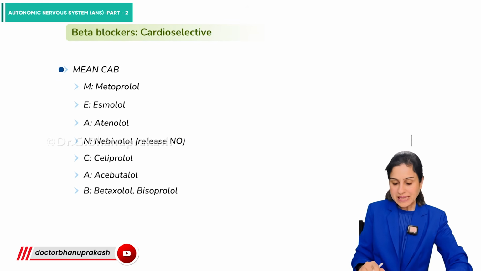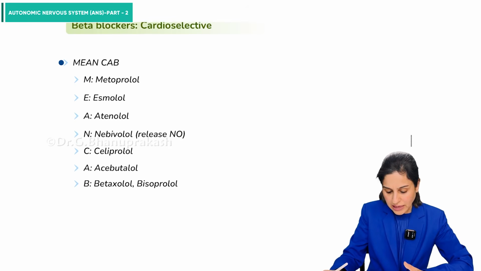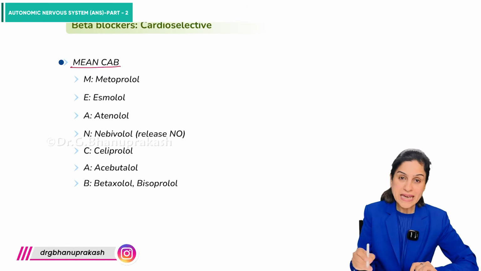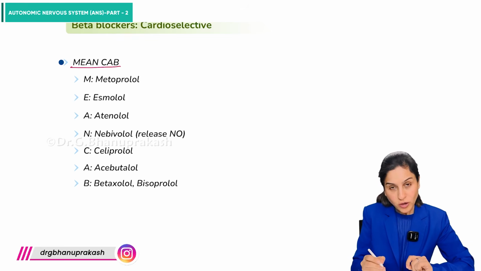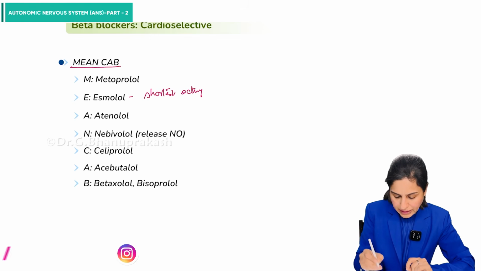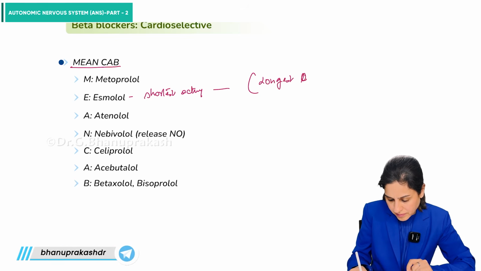Coming to the beta blockers, very important are the cardioselective ones. You should know the names, which are the cardioselective beta blockers. So remember again a mnemonic, MEAN CAB. So we have metoprolol, esmolol. It is the shortest acting beta blocker. And the longest acting also. Let's do the longest acting beta blocker.